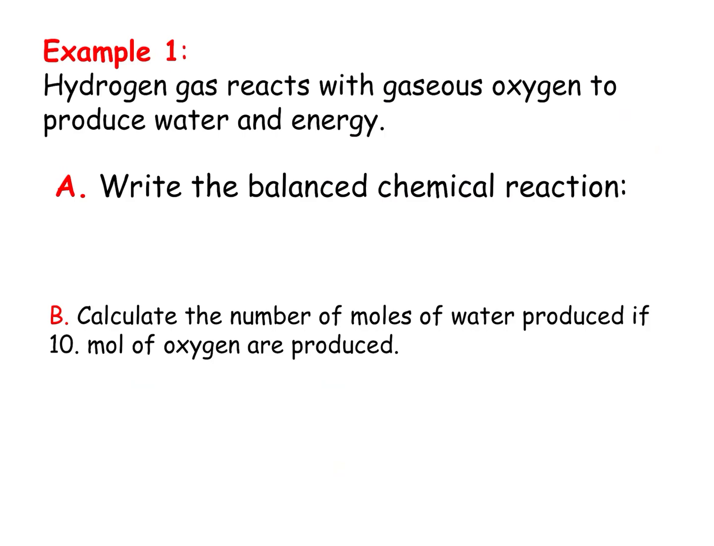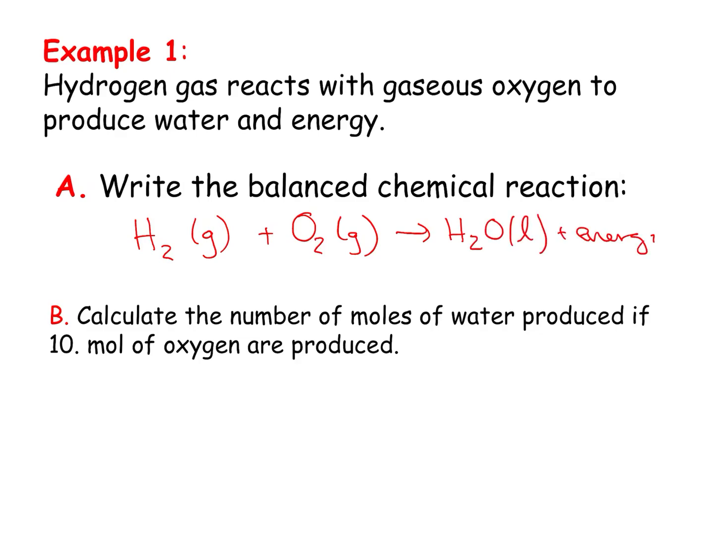Okay, word reaction. Hydrogen gas reacts with gaseous oxygen to produce water and energy. Part A, write the balanced chemical reaction. Hydrogen gas. Hydrogen is a diatomic element when by itself, which it is, phase, reacts with gaseous oxygen. Oxygen is another diatomic when it's by itself, to produce water, which is probably liquid, and energy, which you don't actually have to include, but it's nice that we did.